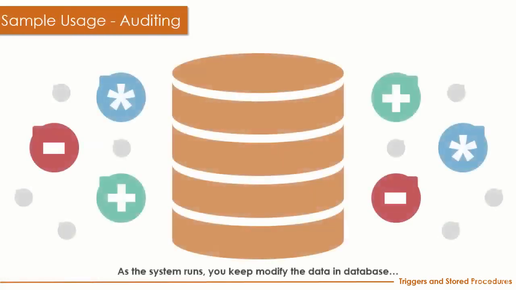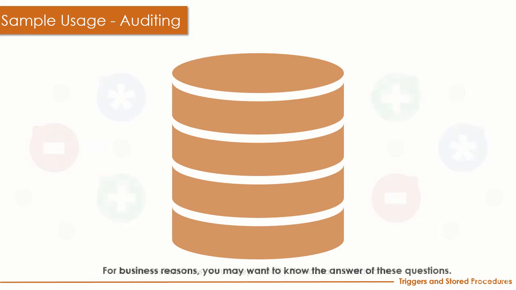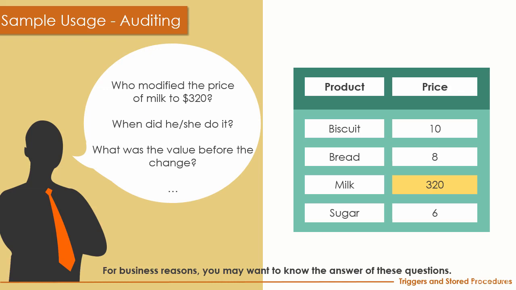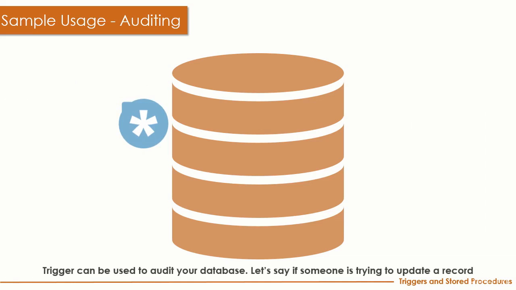Let's take an example. The trigger can be used for auditing purposes. As the system keeps running, you will keep modifying the data in the database. For some reason, you may want to know the answer to the following questions. Who modified the price of the milk to $320? It's crazy. I suppose it's $3.20. You want to know who made the change and what time it was made, so we know the impact. Then the trigger is useful in this place. A trigger can be used to audit your database.